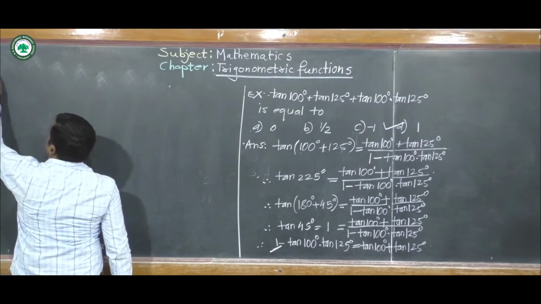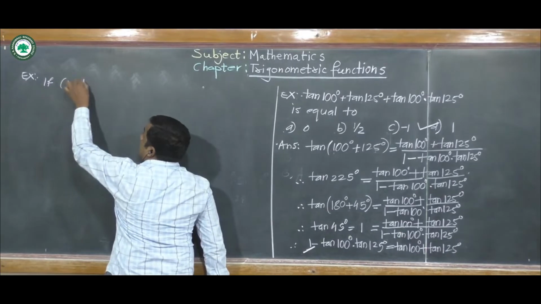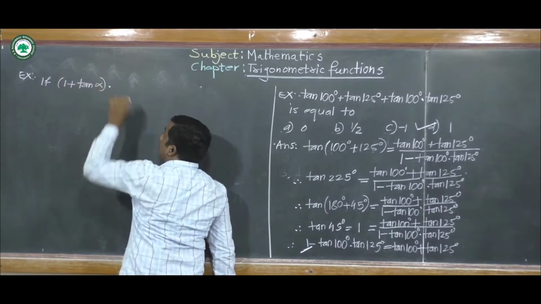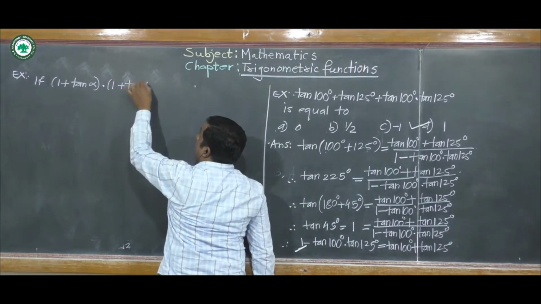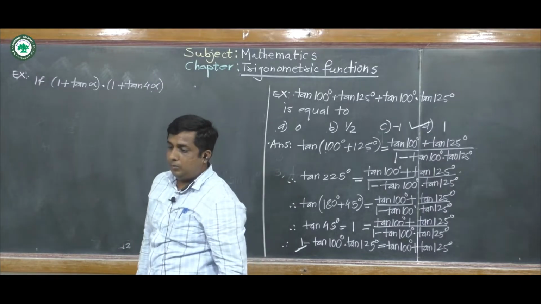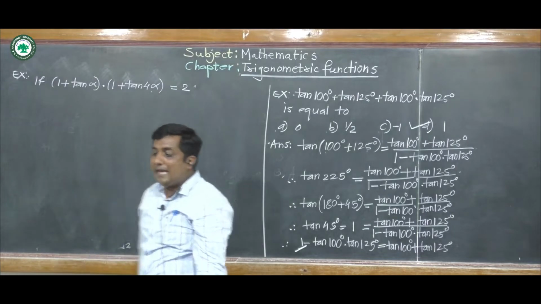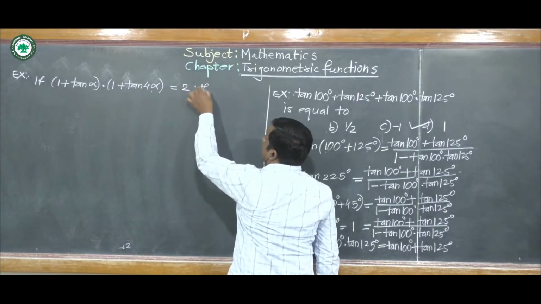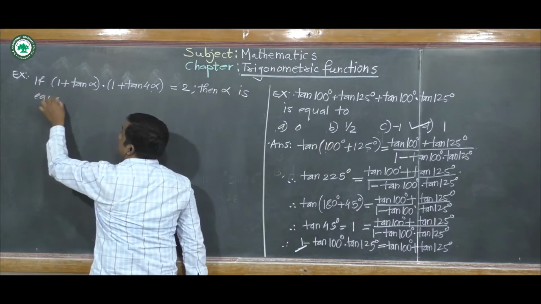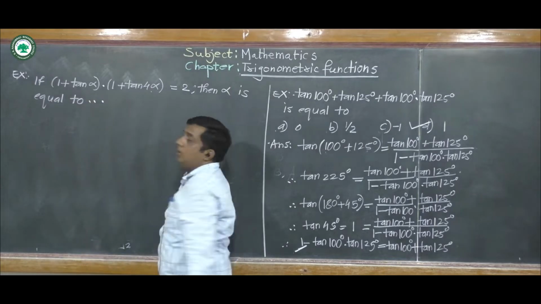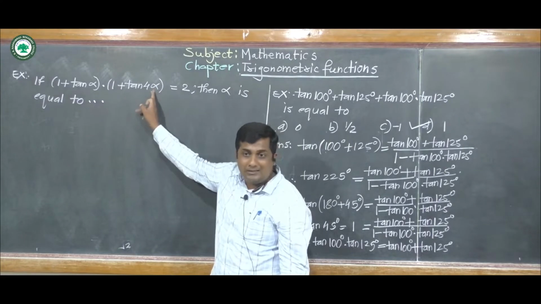Example: if (1 plus tan alpha) into (1 plus tan 4 alpha) is equal to 2, then alpha is equal to? By using the given expressions we have to find the value of this alpha.